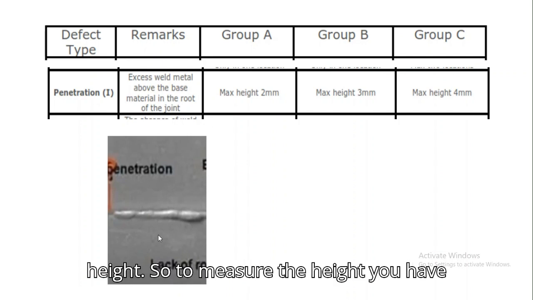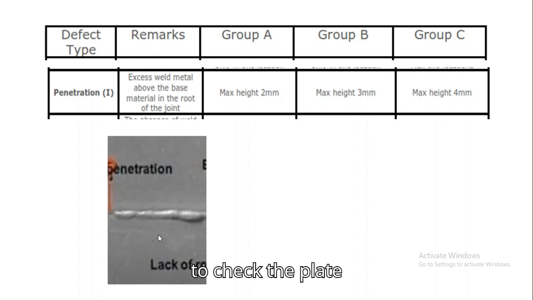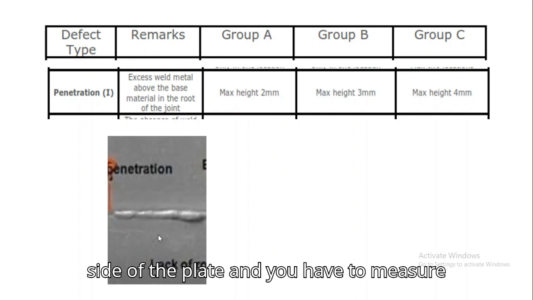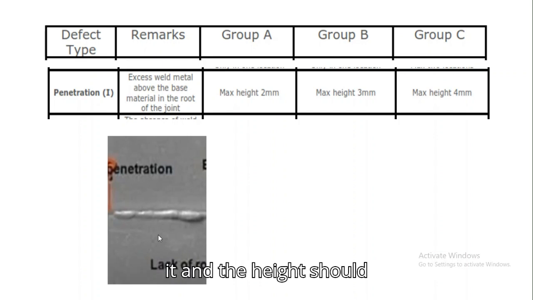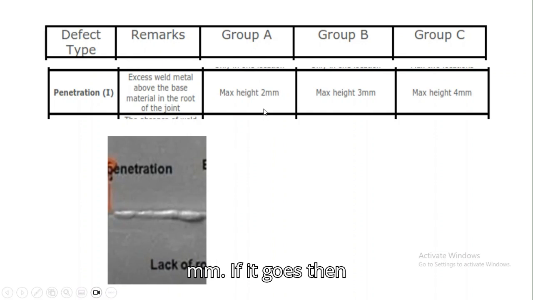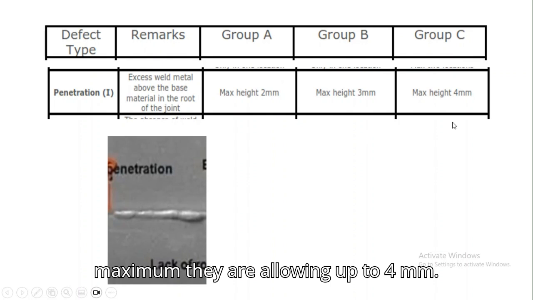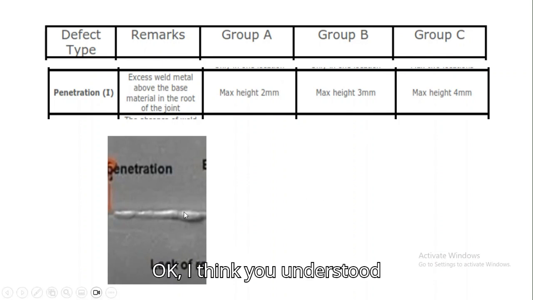And here also you have to measure the height. To measure the height, you have to check the plate distortion. If you have a plate distortion, you have to keep the gauge on the lower side of the plate and measure it. The height should not go beyond 2 mm. If it goes beyond, it's rejected in group A. In group C, they allow a maximum of up to 4 mm. Okay, I think you understood it.